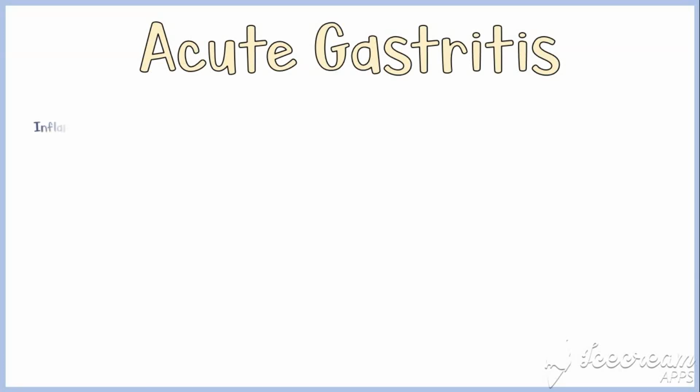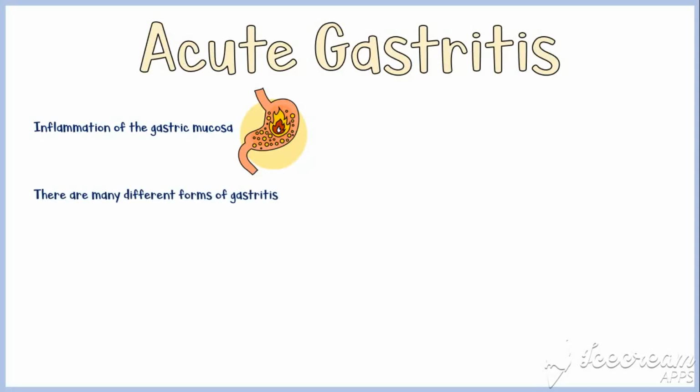Gastritis is simply the inflammation of gastric mucosa. However, there are several different forms of gastritis. All these forms of gastritis can be broadly categorized under two main types: acute gastritis and chronic gastritis. So, in this video, I'm going to discuss acute gastritis. And in the next video, I will discuss chronic gastritis.